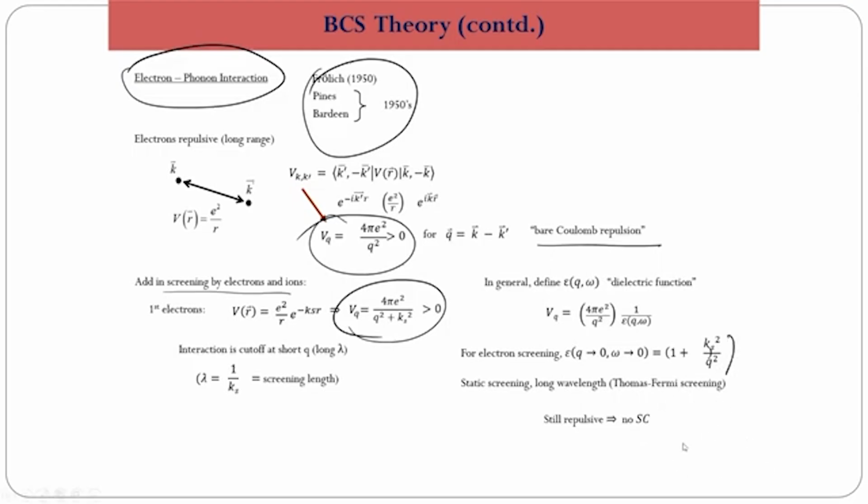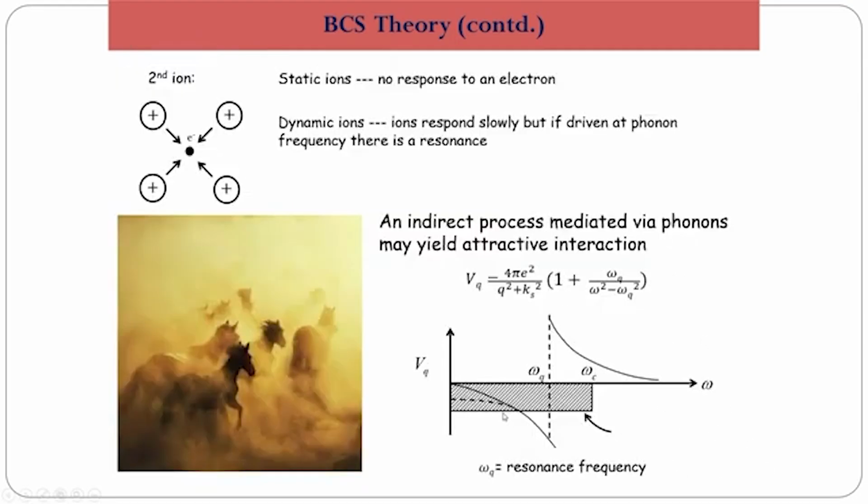We are still in the repulsive regime, there is no superconductivity, and now consider an indirect process mediated by phonons, that is between the electrons. I do not go into details. Once again, I refer to my course on superconductivity where I discuss the origin of this attractive interaction.